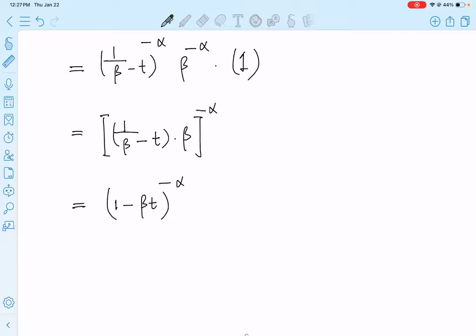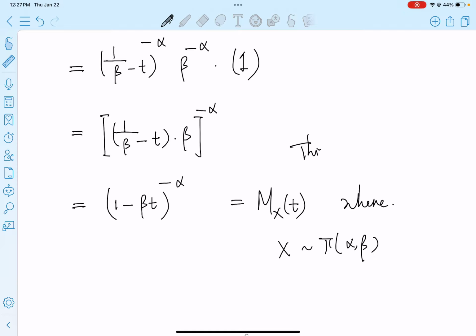So what we have is the moment generating function of the gamma random variable, where x follows a gamma distribution with alpha and beta. So this is the MGF. And then again, the moment generating function can help us to calculate the moments.